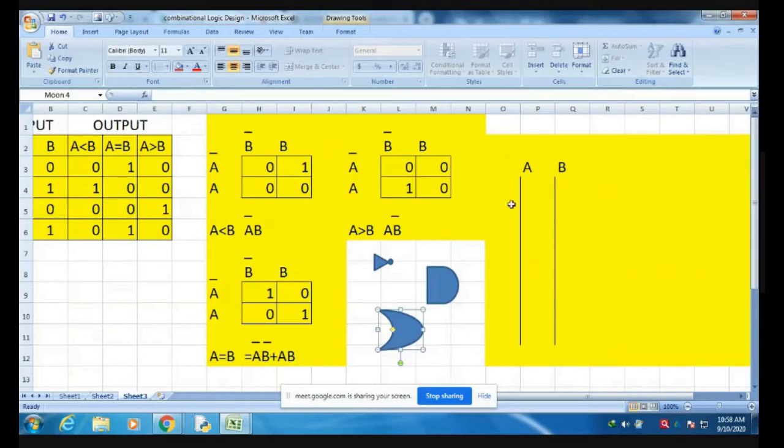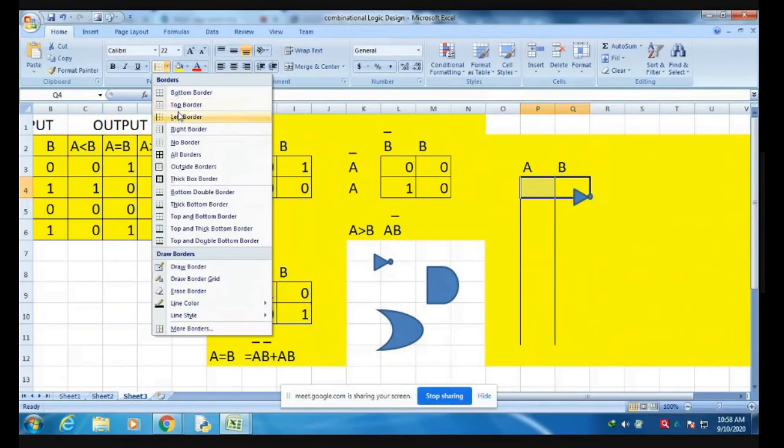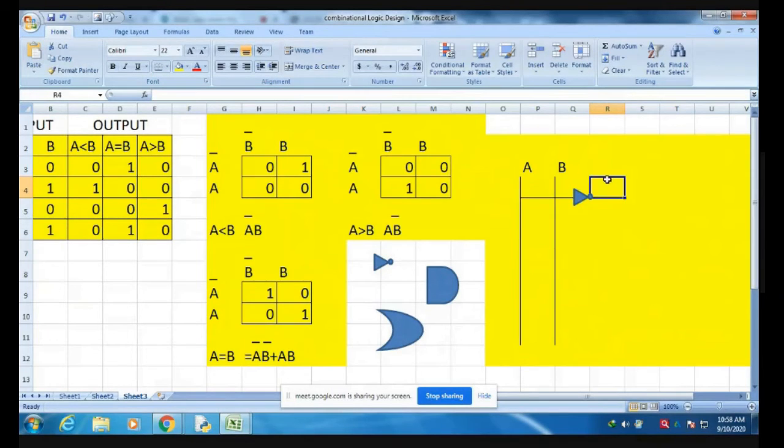So first equation, what is the first equation? A is less than B. What is the output of A is less than B? A bar B. So we require one NOT gate here. This is a NOT gate. I am connecting this NOT gate to A. So here I get A bar.